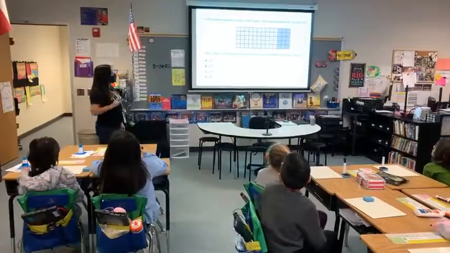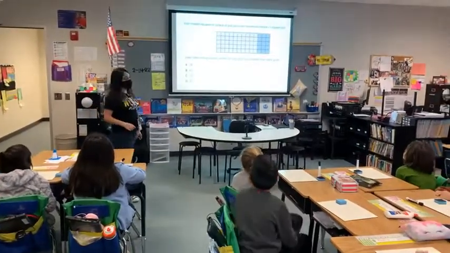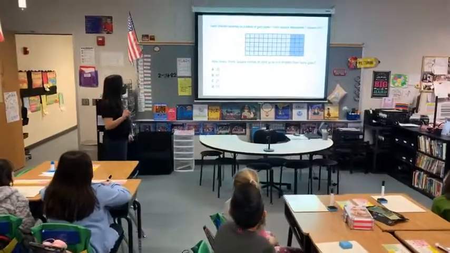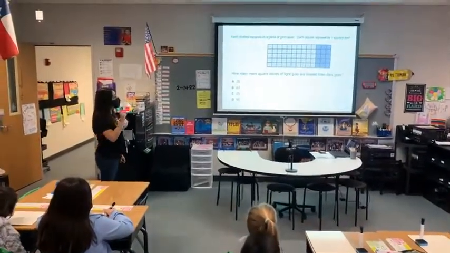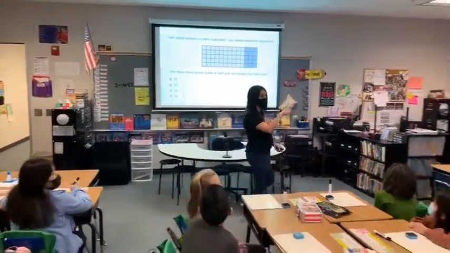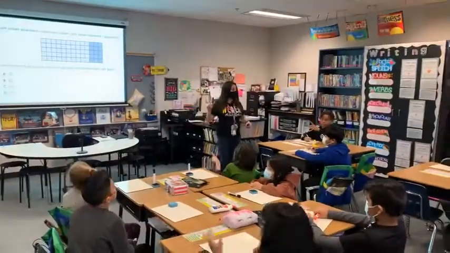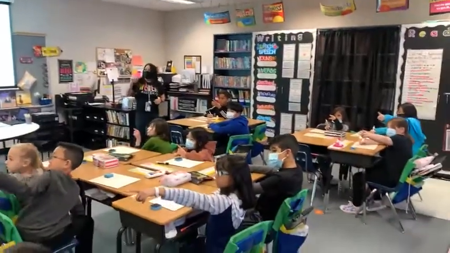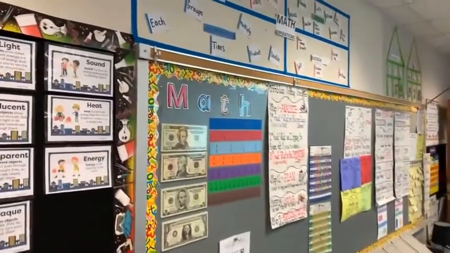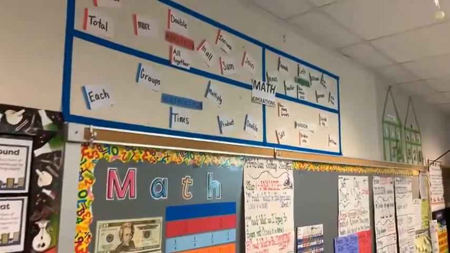Now, it says Keith shaded squares on a piece of grid paper right here. Each square represents 1 square inch. How many more square inches of light gray are shaded than dark gray? Now, before you do anything, I see Nee pointing to something. Nee, what are you pointing to? Our math operations. We're looking to see any numbers or any signal words in our equation to help us figure out what we are going to do right here.